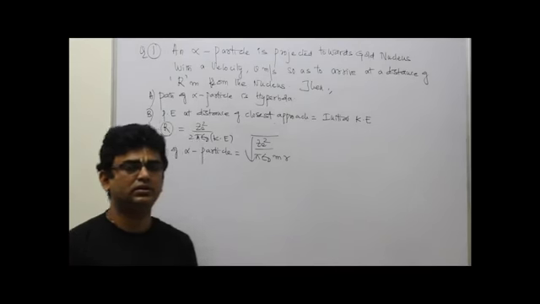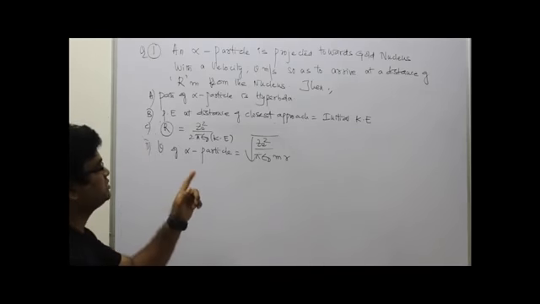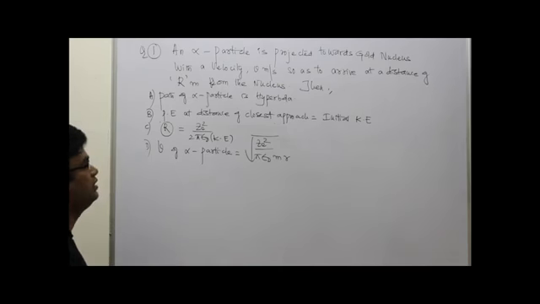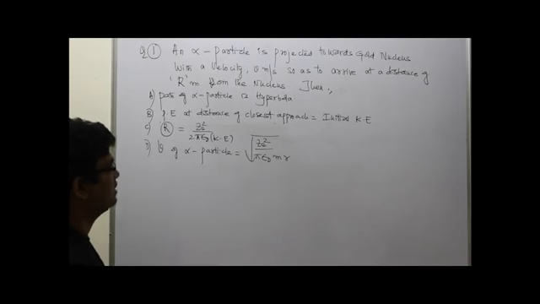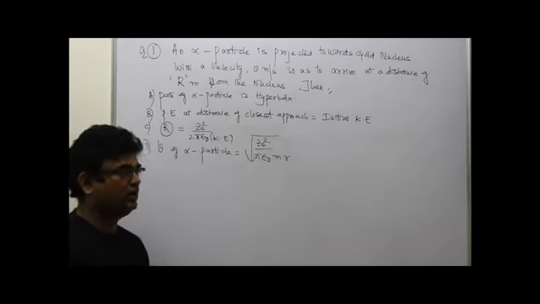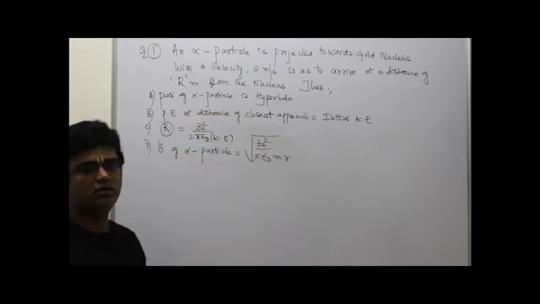Let us solve a question. An alpha particle is projected towards a gold nucleus with a velocity v meter per second so as to arrive at a distance of r meter from the nucleus. Then pick up the correct options. Let us see option 1. The path of the alpha particle is a hyperbola.